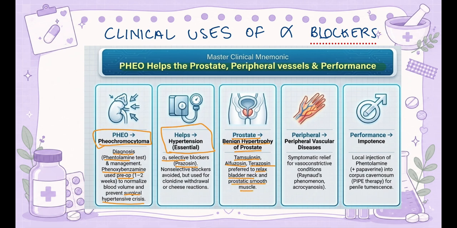Peripheral stands for peripheral vascular diseases. These medications relieve symptoms in vasoconstrictive conditions, like Raynaud's phenomenon. Finally, performance refers to impotence. A localized injection of phentolamine into the corpus cavernosum can safely produce penile tumescence.